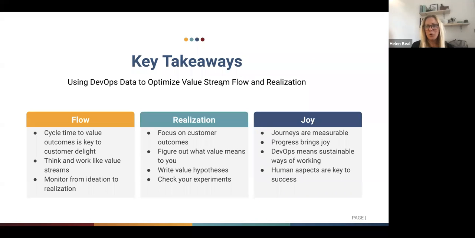And then a final word about joy, since it is my mission in life to bring joy to work. Your journeys can be measured, your DevOps journey and your progress can be measured. And when we make progress, it brings us joy. It makes us pleased to be alive. So DevOps also means sustainable ways of working. So it means avoiding burnout. It means finding ways of removing stress from the environment and releasing our creativity and our passion for learning. So these human aspects are really key to our success. So never, ever forget to think about the human.